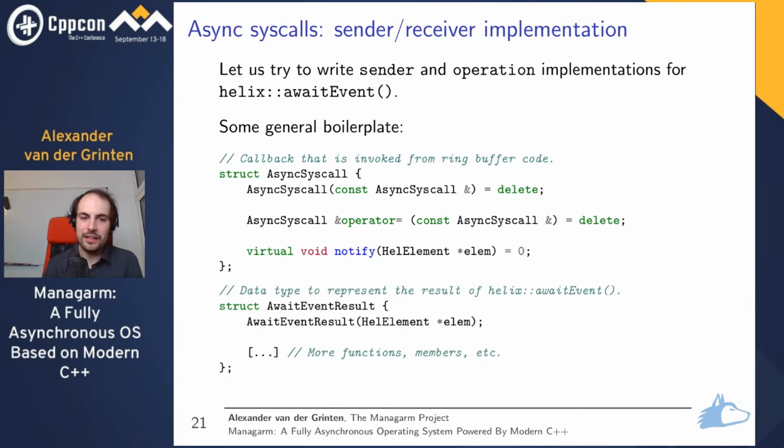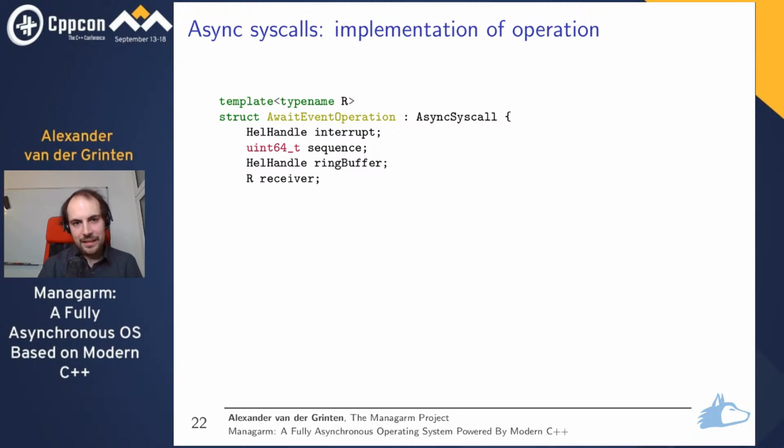And then we need to code some struct to represent the result of our await event function. How that's done is not really important, but it should probably look at the data from the ring buffer, for example, at errors or whatever sequence numbers are stored in this ring buffer element. And it should somehow make them accessible to idiomatic C++ code. Okay, let's assume that we have that. Now we want to implement the operation object.